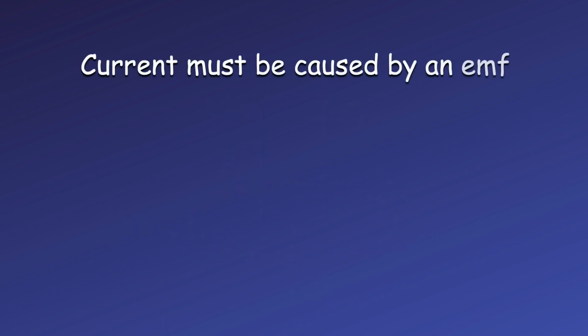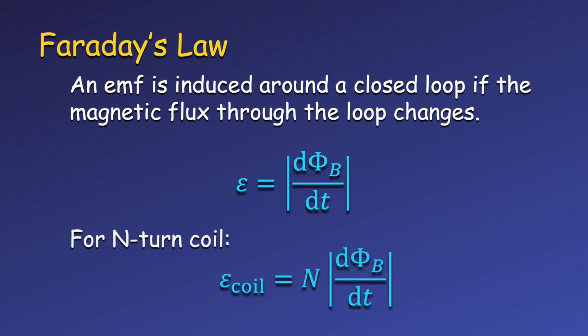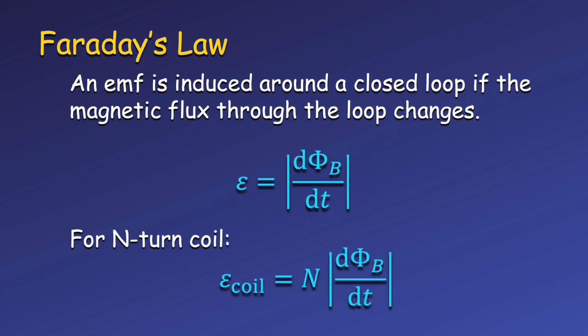But a current must be caused by an EMF, or a potential difference, and this leads us to Faraday's law. Faraday's law states that an EMF is induced around a closed loop if the magnetic flux through this loop changes, and it is equal to the rate at which this magnetic flux changes. If we have N coils or N loops, we just multiply this EMF by N. The direction of this EMF will still be given by Lenz's law.